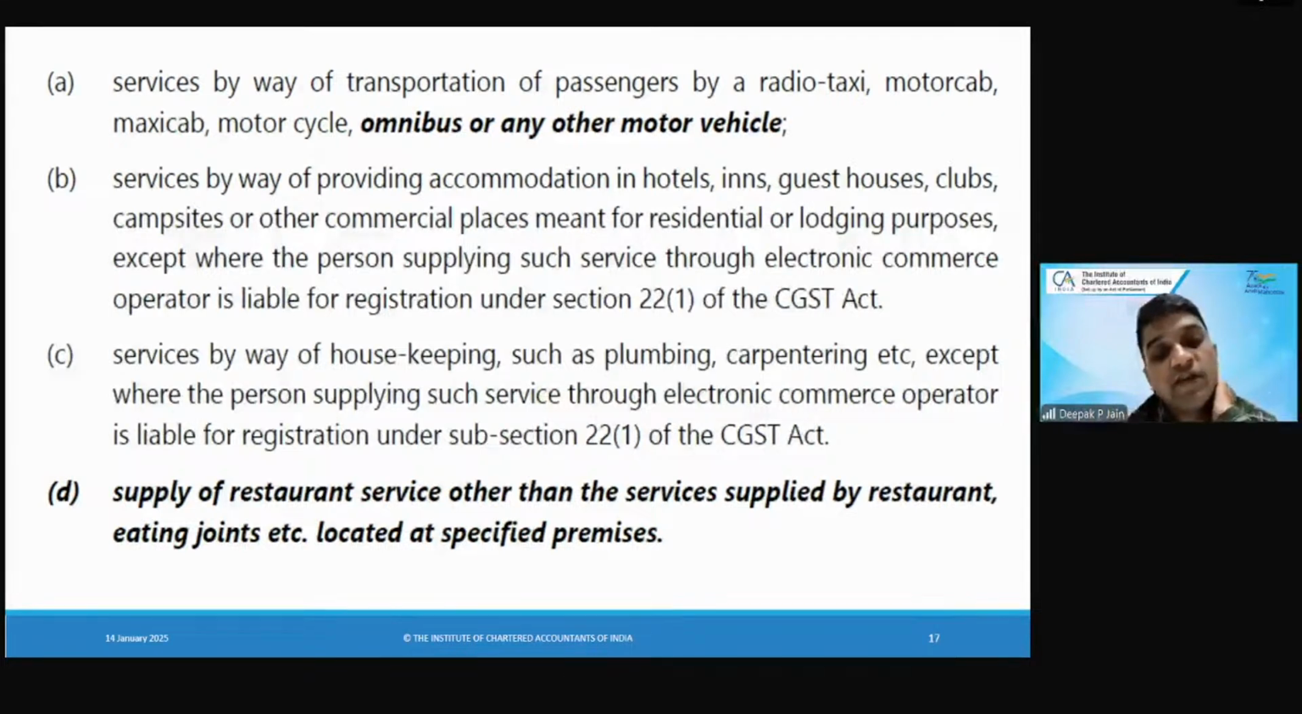Second, services by way of providing accommodation in hotels, in guest house, clubs, campsites, or other commercial places meant for residential or lodging purposes, except when the person supplying such service through e-commerce is liable for registration. What could be an example of this? Make My Trip, Airbnb. These are the aggregators for hotels, inns, and guest houses where the hotel person is below the registration threshold limit. So then nobody would pay the GST on it. That's why Make My Trip has been told, you are supplying on behalf of a hotel, you pay GST on it.